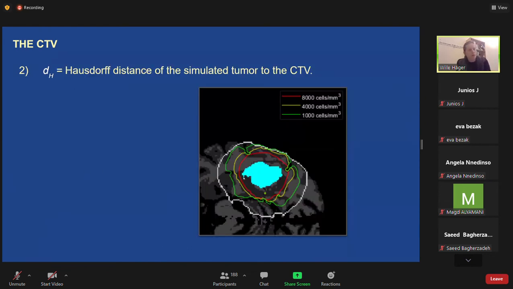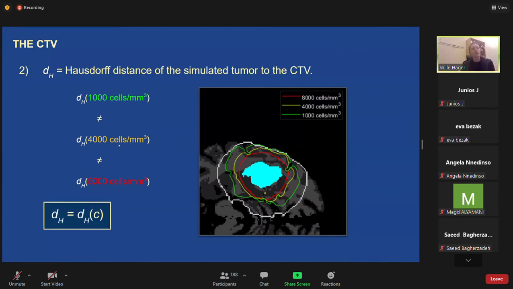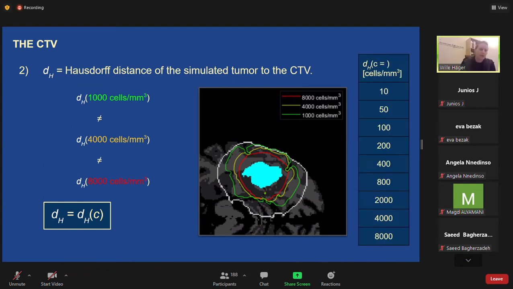For example, here we have a segmented GTV in blue. Simulated isolines would be 8,000 cells, and we have a different volume for 4,000 cells, a different volume for 1,000 cells, etc. So the Hausdorff distance between the CTV and our simulated volume is not going to be the same if we use 1,000 cells as a threshold, or 4,000 or 8,000. So this becomes a function of the cell concentration threshold. Not wanting to leave anything to chance, we checked a range of values for this.